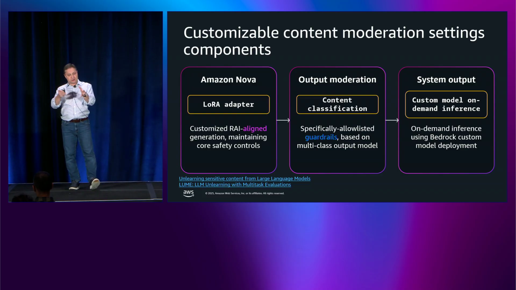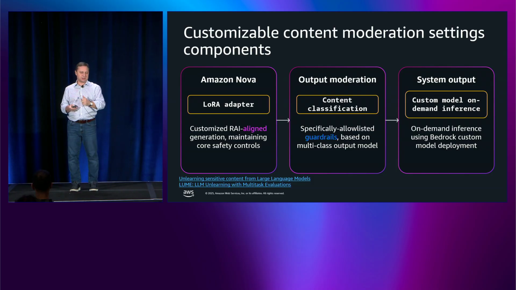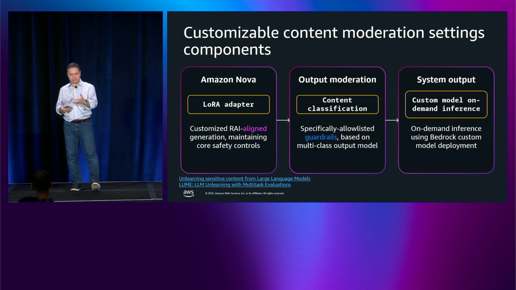Then for the guardrail, the output moderation, our output moderation actually will classify the different types of content. And we know that, for example, if a certain type of content is allow listed for the core model, we will also allow list it in the guardrail in the content classification. So if a customer says, I need to use security, then we say, great, let security go through. So that's the content classification on the output.